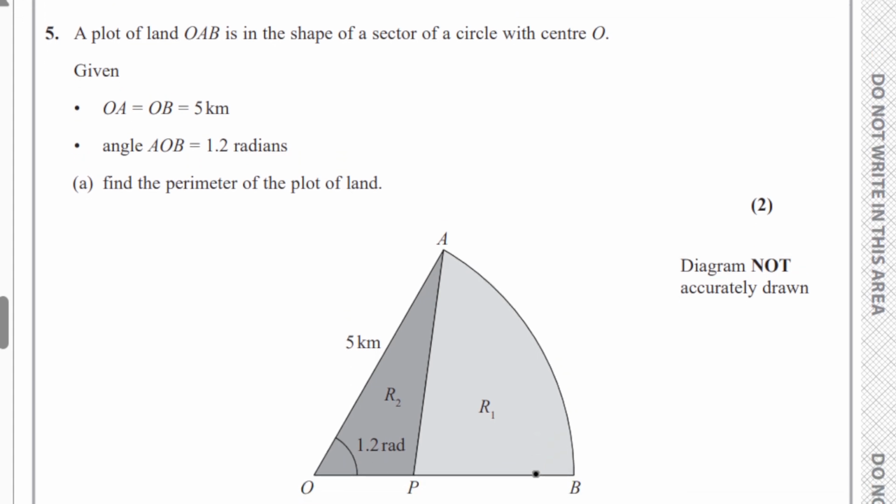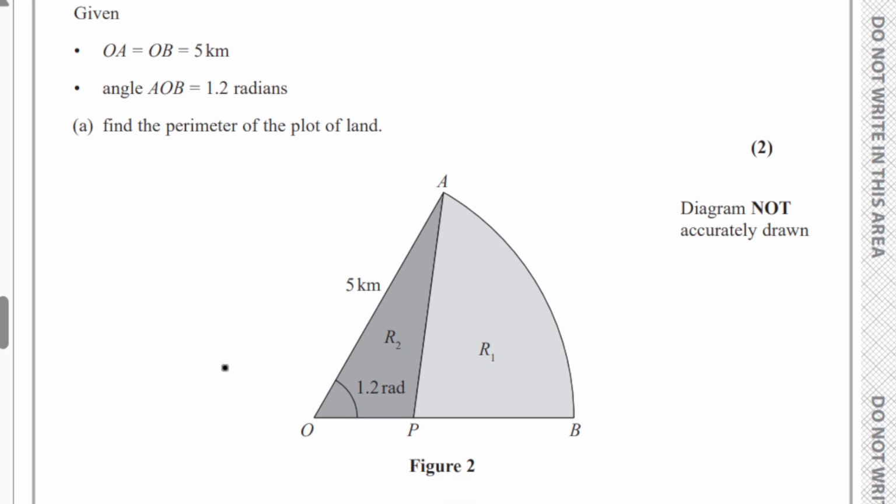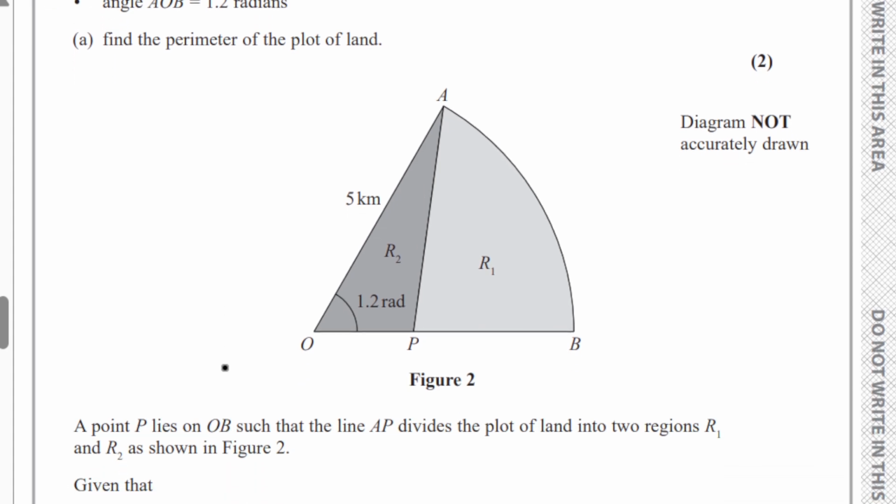Now the question says a plot of land OAB in this shape below is a sector of a circle with center O. They gave you some information. OA is equal to OB is 5, that means this is a radius. Angle AOB is 1.2 rad. Find the perimeter. That's the first question.